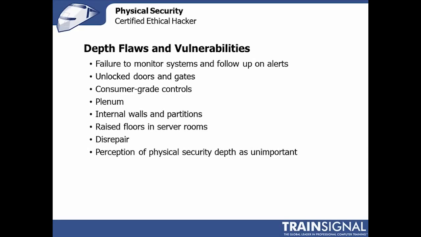I see very few buildings where all of the internal walls go all the way up through the plenum to the concrete slab on top or to the roof, and then all the way down through the raised floor to the actual concrete slab floor. Very, very, very uncommon to see that happen. So that's an excellent way to exploit it. As long as you get through the perimeter, you can pretty much get anywhere in the building you want to go.